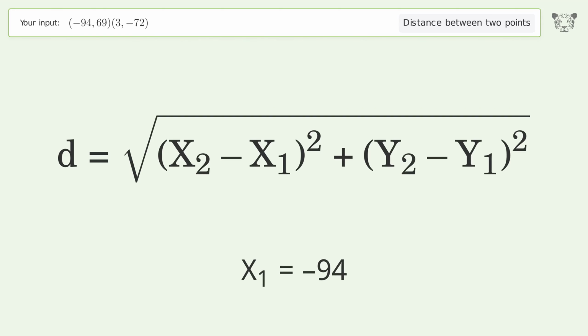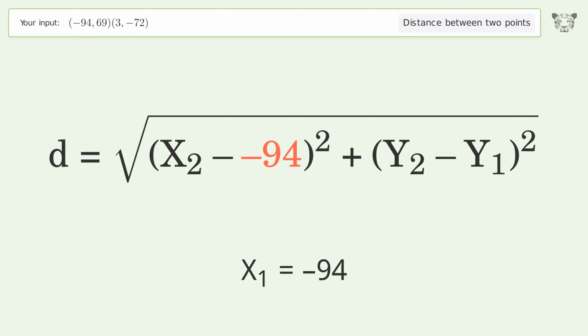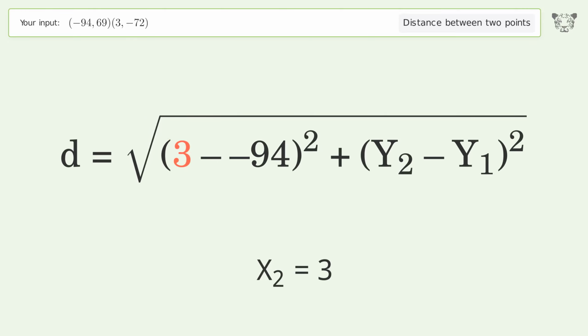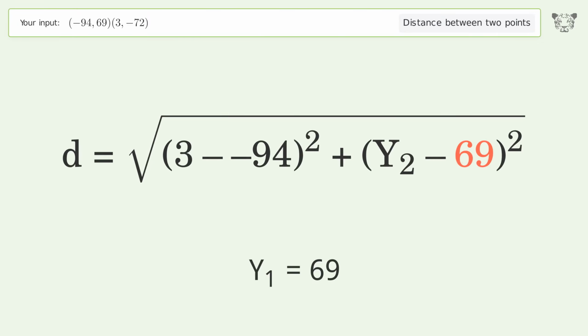x1 equals -94. x2 equals 3. y1 equals 69. y2 equals -72.